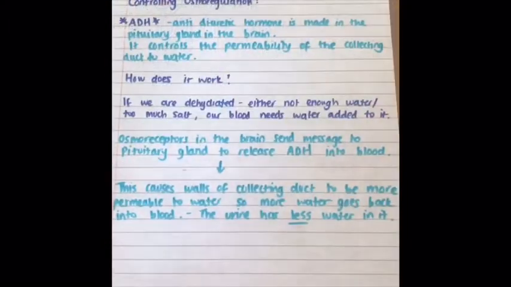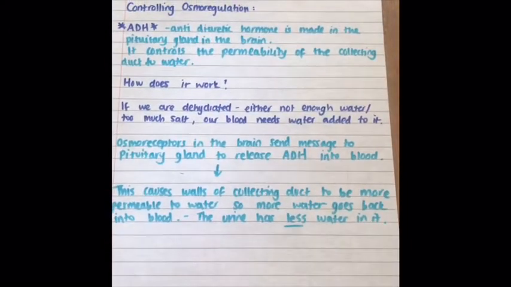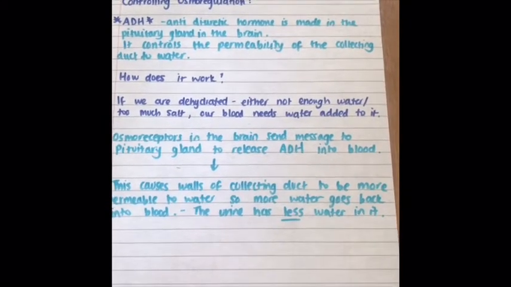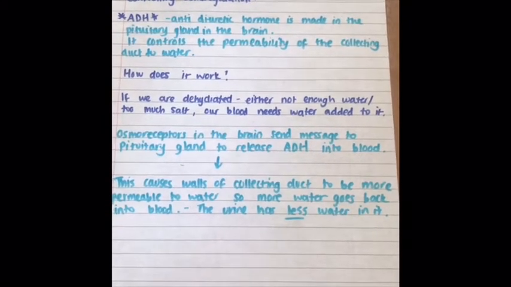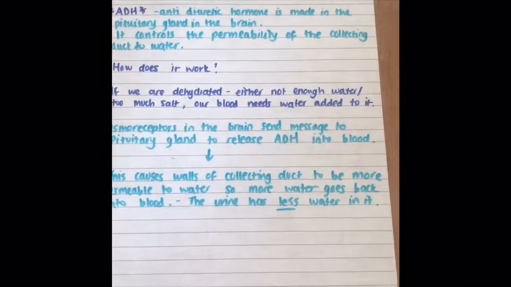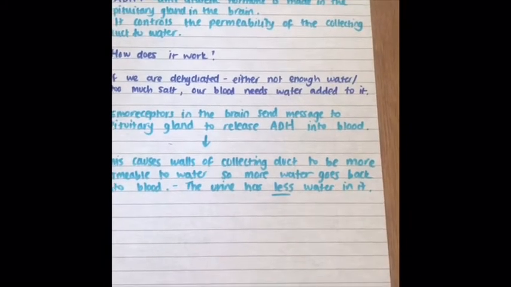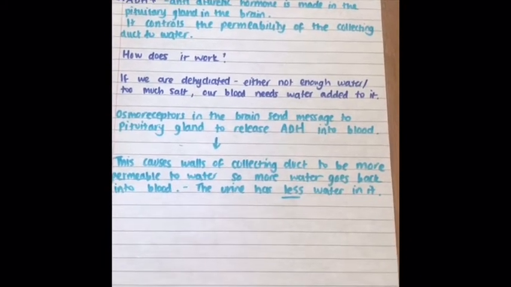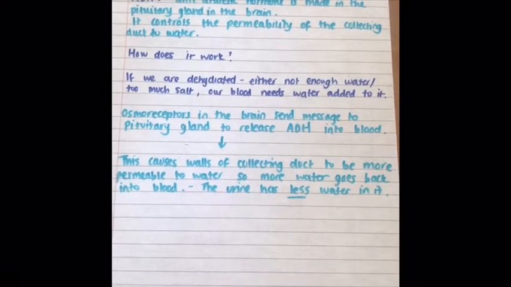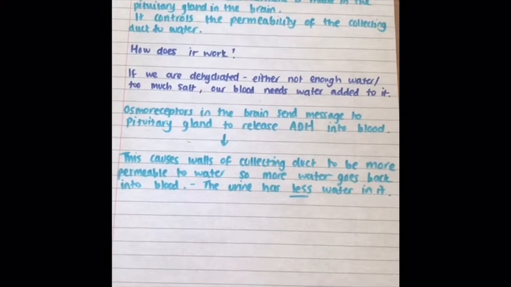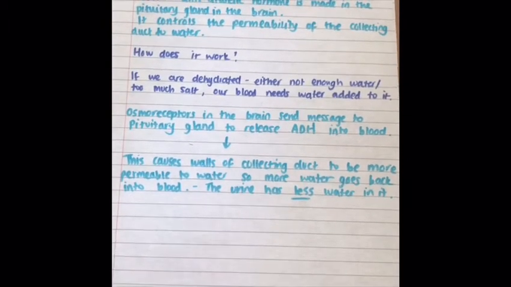Okay, so the last part of this chapter for higher level is understanding how our body controls osmoregulation. Again, what is osmoregulation? It is controlling the amount of water and salt that is in our blood. So the hormone that's involved in this is ADH, antidiuretic hormone. It's made by the pituitary gland in the brain. It controls how permeable the collecting duct of the nephron is in our kidneys. Okay, so all of the collecting ducts of every nephron.